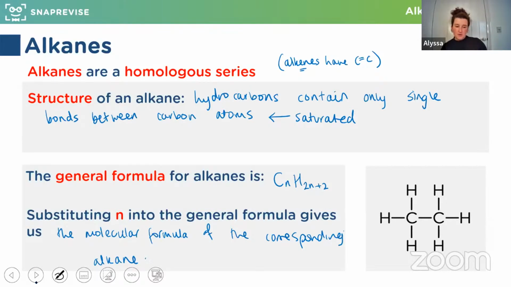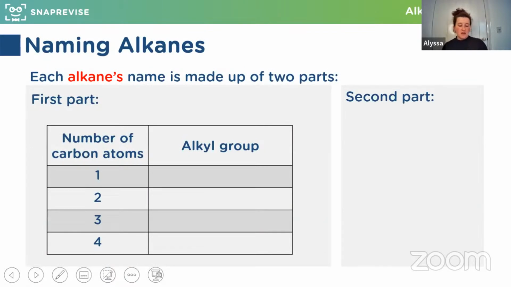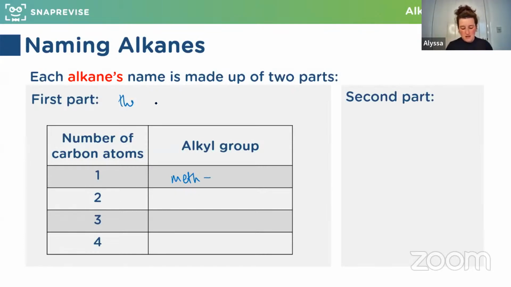Okay, if anyone has any questions, don't forget to ask. So when we come to naming alkanes, I've already mentioned that if you have 1 carbon atom, we call it methane. So it's meth. The alkyl group is called meth. Alkyl means the carbon group. So the first part is the alkyl group. So if you've got 1 carbon, you call it meth something.